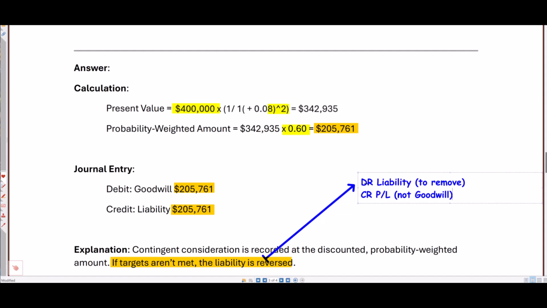Okay, that is our session on contingent consideration and deferred consideration. In the next session, we'll do a comprehensive example to bring all of our consideration together, just to make sure we could do all of those treatments.